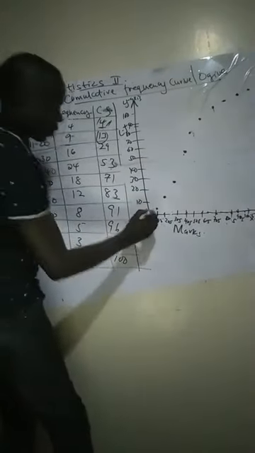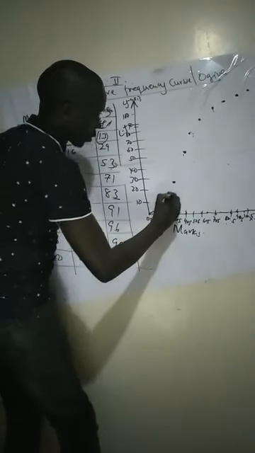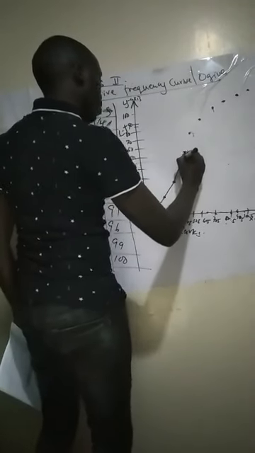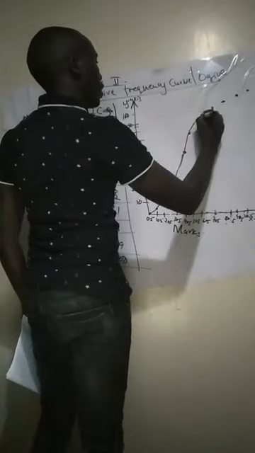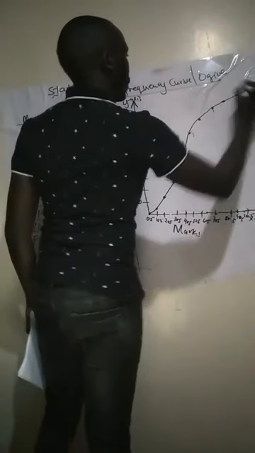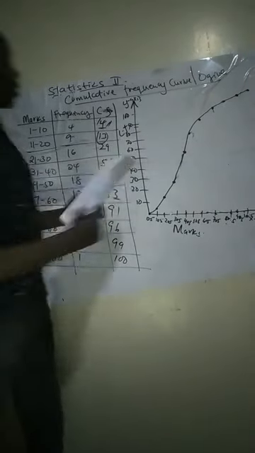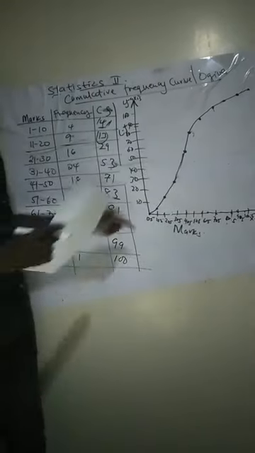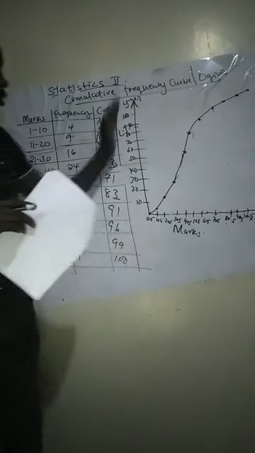Then after plotting, you can now join all of them. And remember, we agreed that you must always draw a very smooth curve. And notice that at all times the ogive or the cumulative frequency curve will always look like an elongated S. If you get anything which is not similar to what I have here, then that is not a cumulative frequency curve.